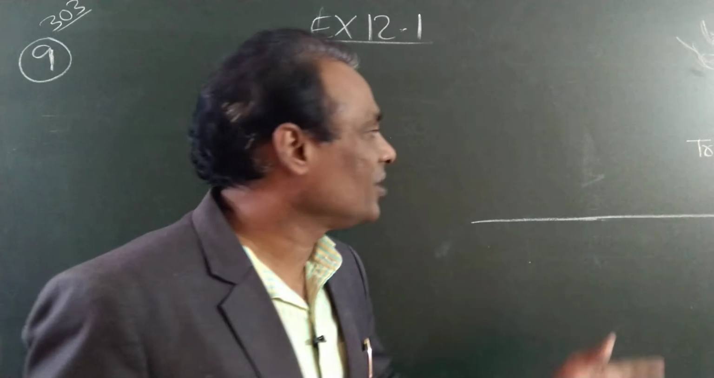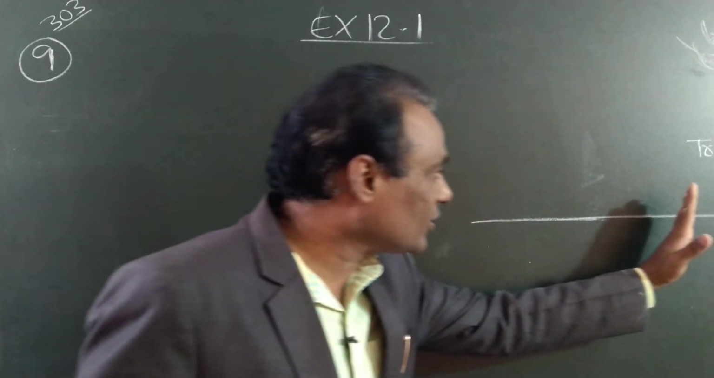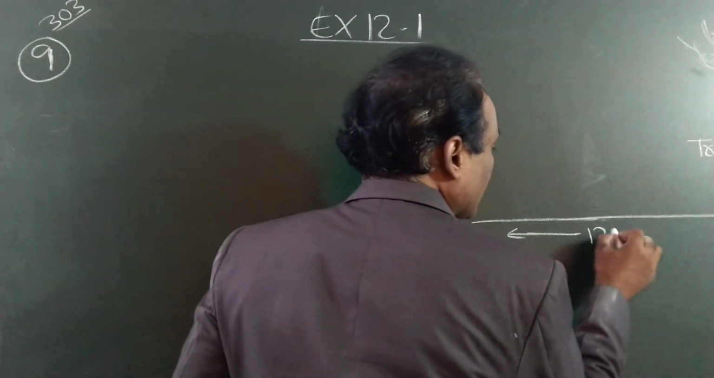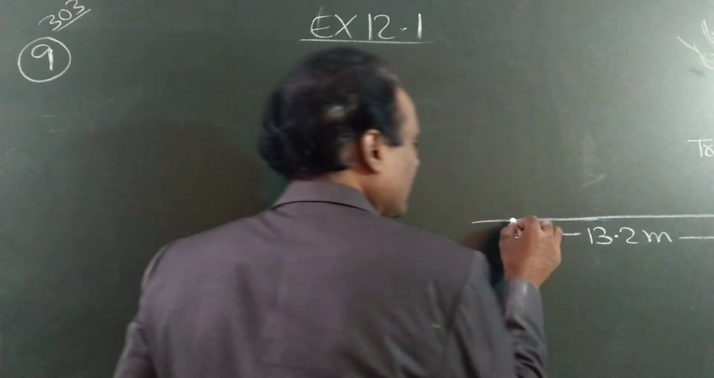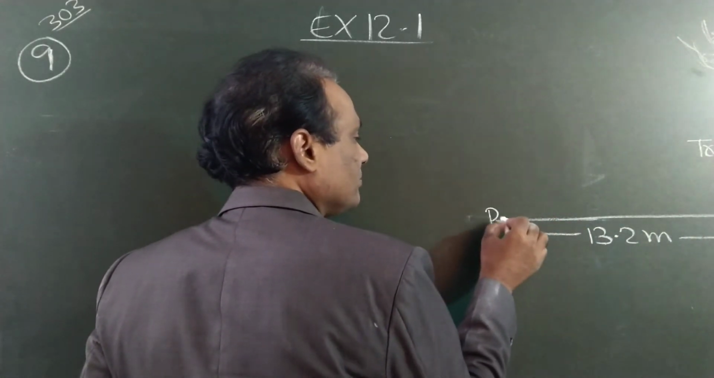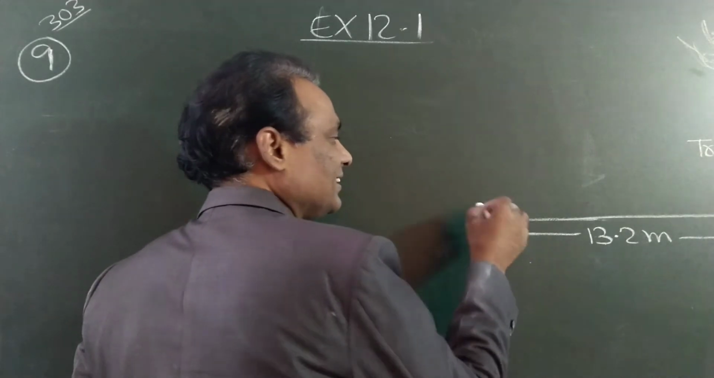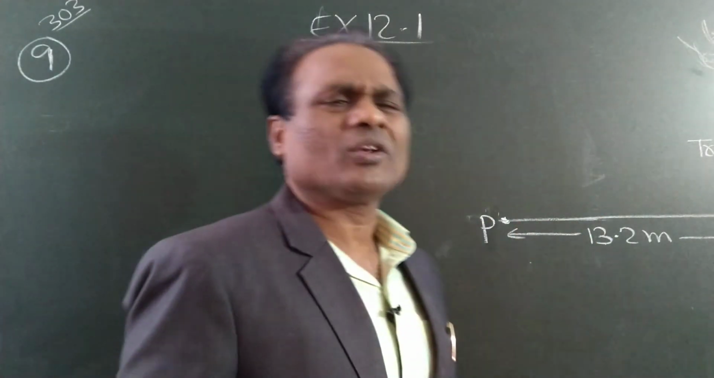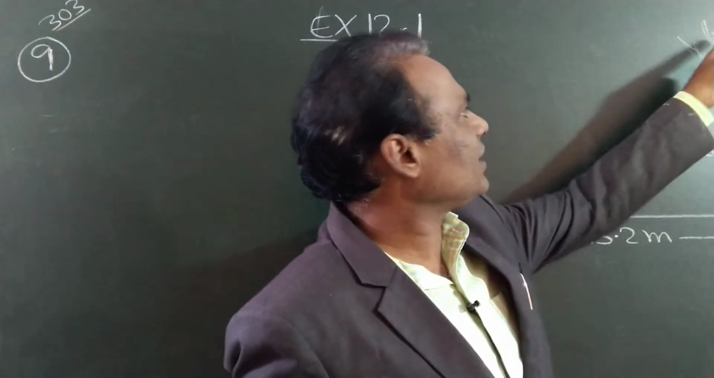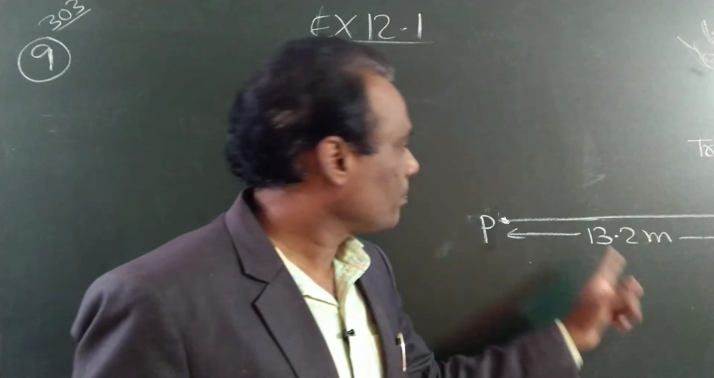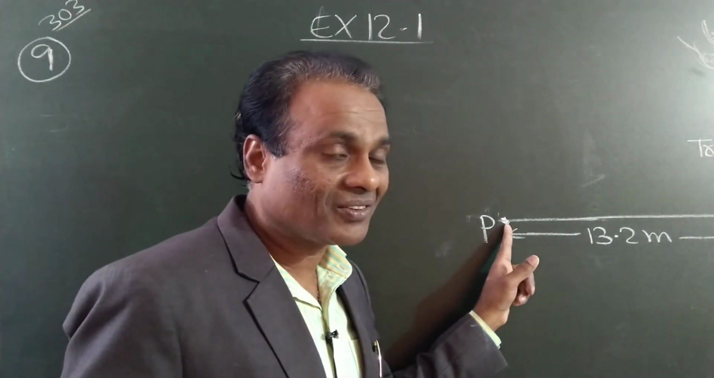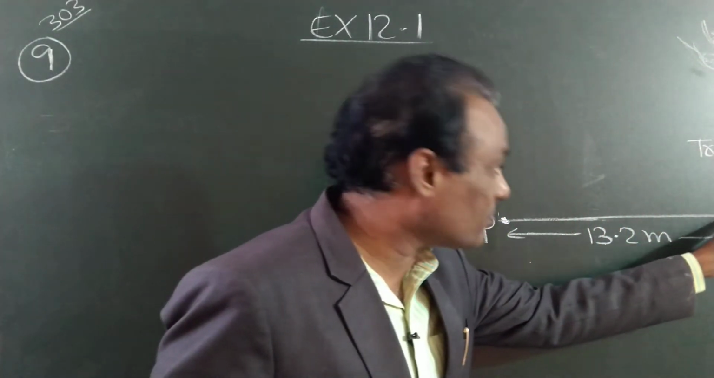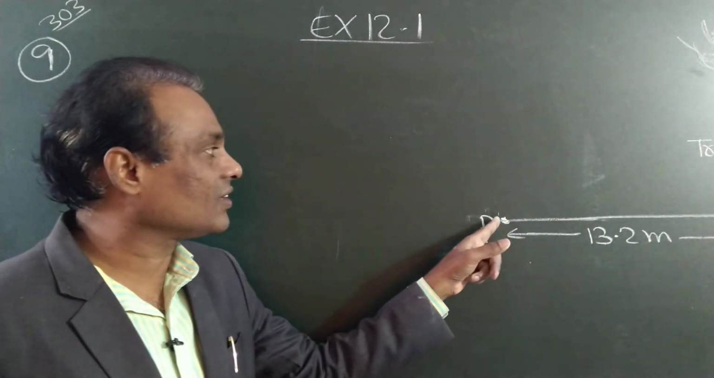Where is the person? The person is at a distance of 13.2 meters away from the tree. Person is here, say P. Any point, any symbol you can use. So AB is the palm tree. Person is standing here. Where is he standing? At a distance of 13.2 meters from the tree.